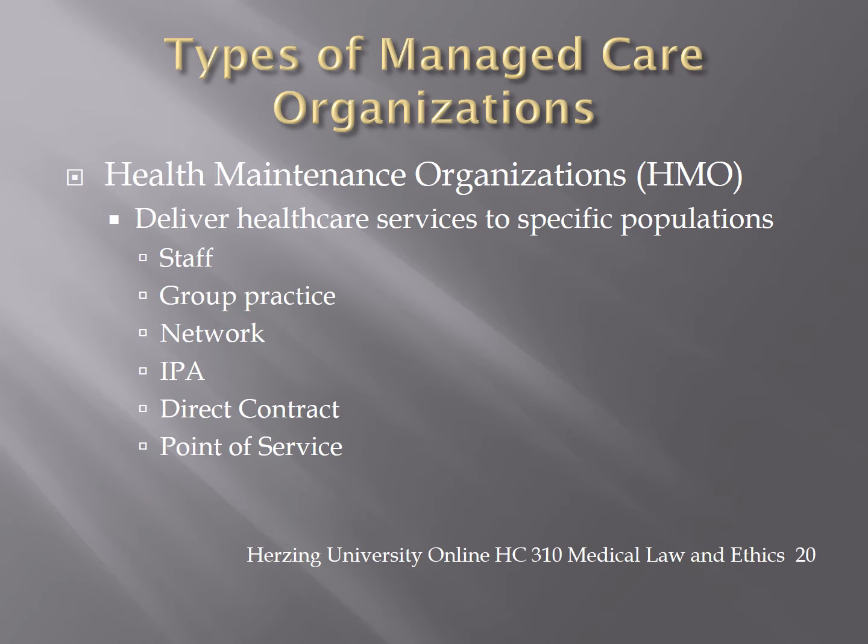Types of managed care organizations. Health maintenance organizations, or HMOs, are the most familiar type of managed care organization. They deliver health care services to specific populations. For instance, to staff in an organization, through group practice, via a network, by direct contact, and through perhaps point of service.